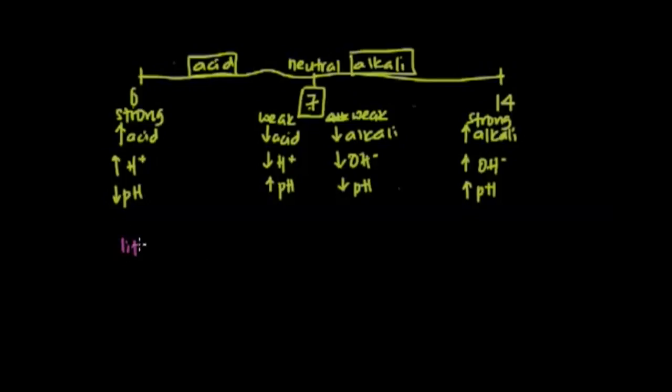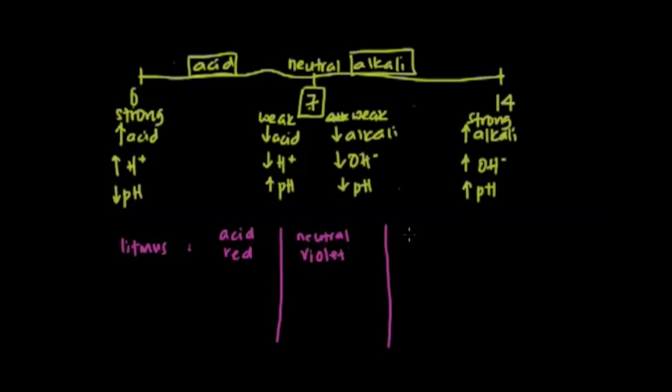And probably the most commonly used indicator in the lab is the litmus paper. Can you remember what's the color of litmus paper when it's acidic? It's red, right? How about when it's neutral? It is violet in color. And if I put it into an alkaline solution, the red litmus paper turns blue. Alright, so this is one of the most commonly used indicators in the lab.